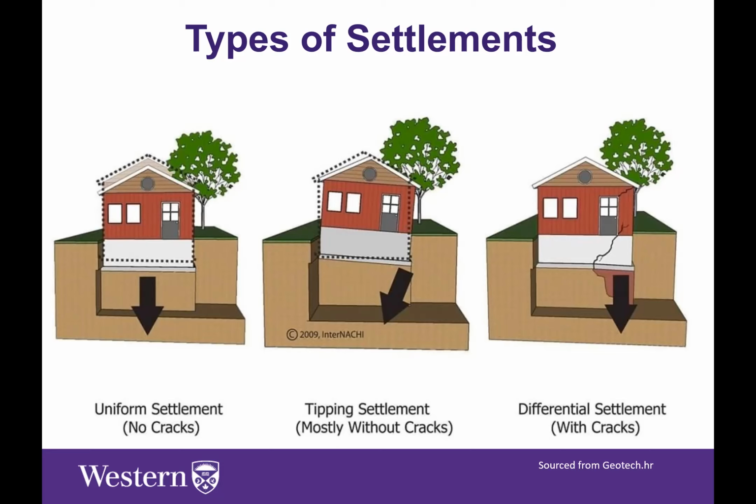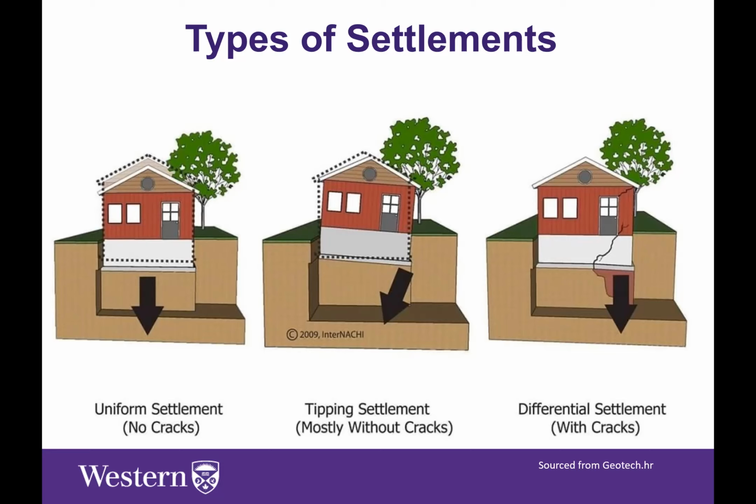Now the second type, which is dangerous, is tipping settlement. Here you have a differential settlement of the soil strata. However, your building is stiff enough to not have any cracks, basically. So you'd have a tilting action. And most codes have a limit for this tilt.